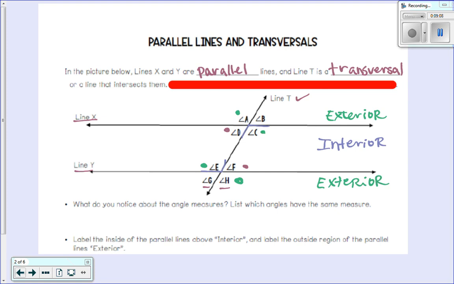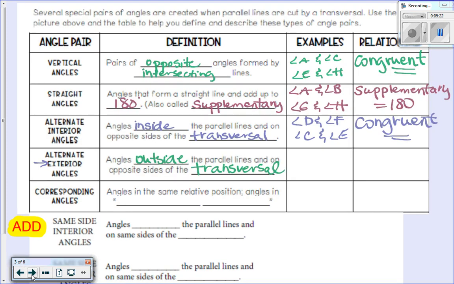Is there another pair of alternate exterior angles? Good. Angle B and angle G. Write this down in our examples. We said angle A and angle H, and angle B and G. What's the relationship with those pairs of angles? They're congruent as well. So that means we're going to set those equal to each other.